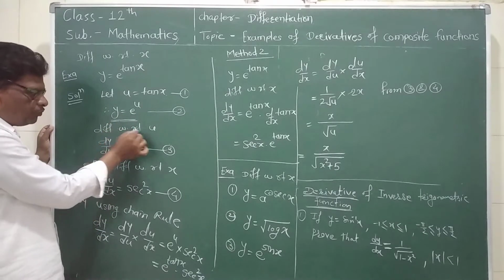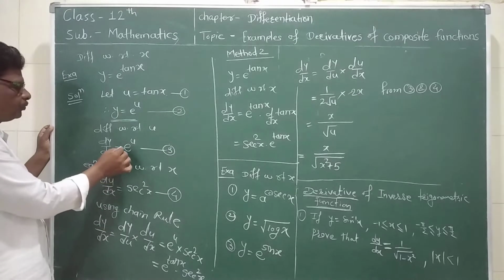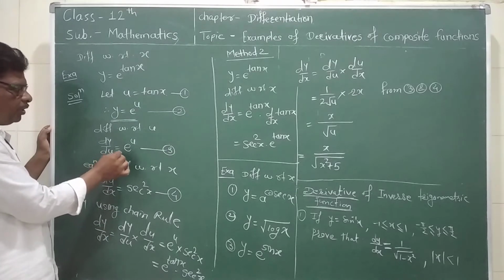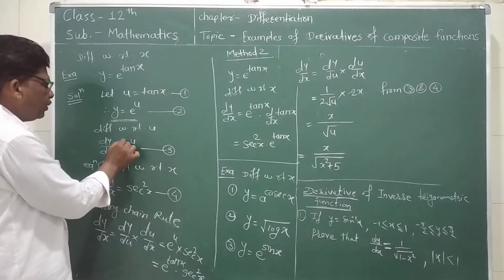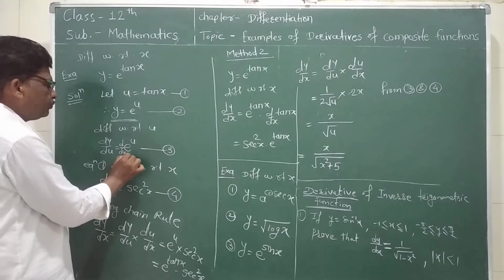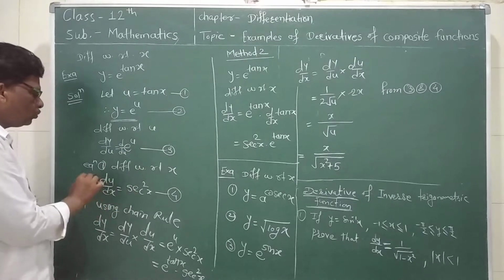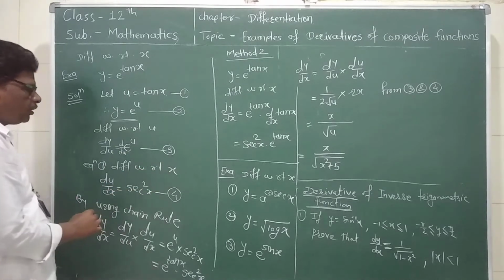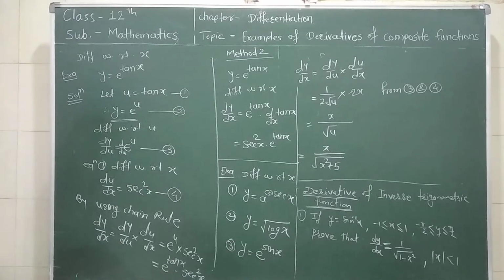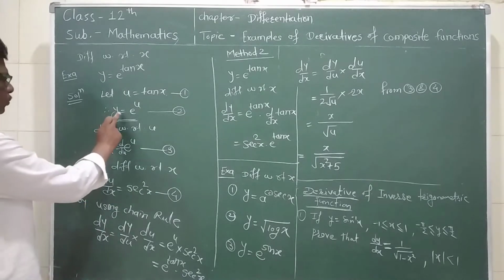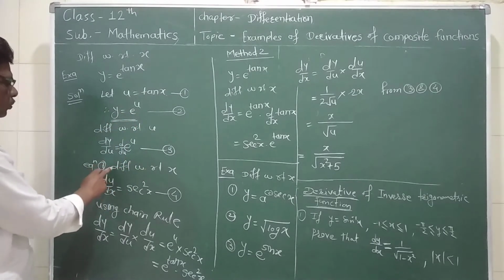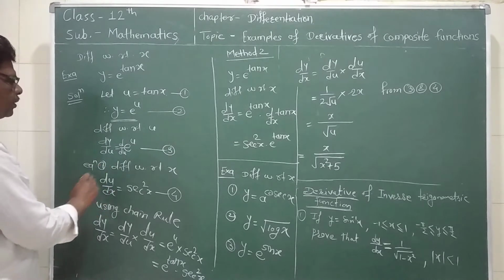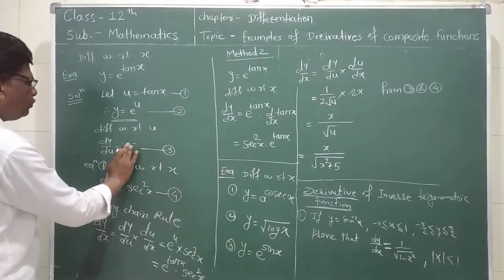So differentiate this with respect to u. So dy by du is equal to d by du of e to the power u. Differentiate with respect to u. So first and third, so differentiate e to the power u.